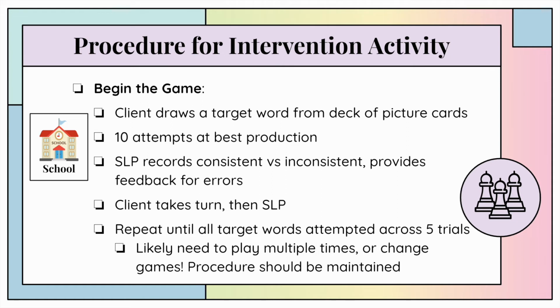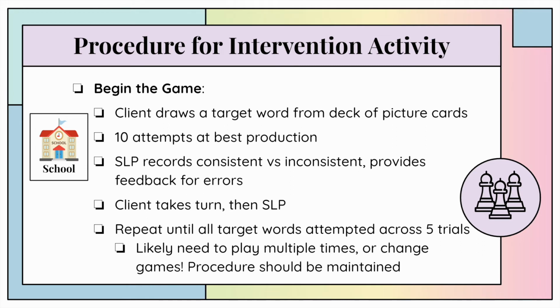Now you can begin the game. So as you begin, like I said, the client draws a target word from the deck of picture cards. So for example, let's say the client chose the word school. The client then needs to make 10 attempts at best production of the word school. And it's important to remember that it might not mean that they're producing it "school." Maybe it's "skua," and that's how you and the client came up with best production for them that was age appropriate and understandable and consistent using that vowelization process. If this is the best production that was determined, it's okay. The important thing is that they are consistently using that production every time.